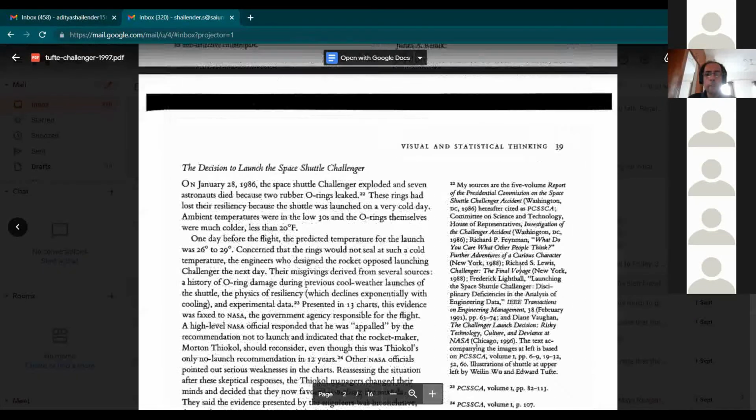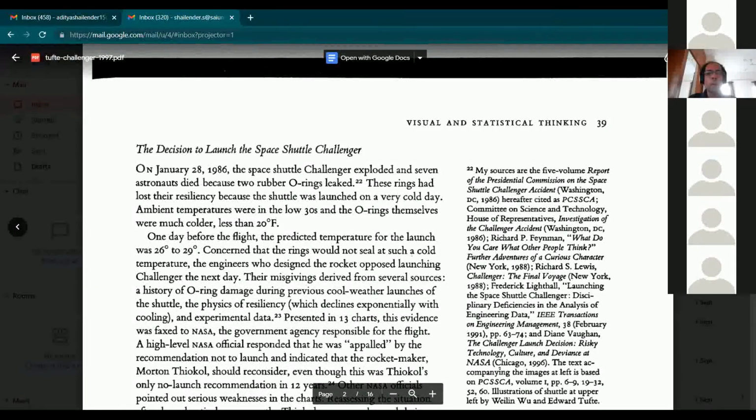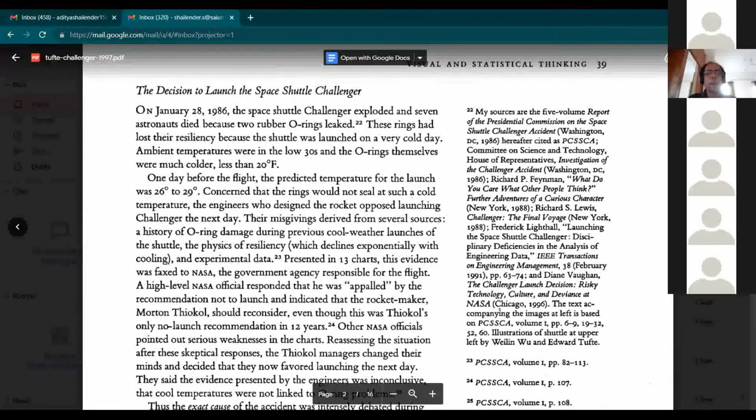Yes, sir. Okay, I just want to talk about, okay, so let's read this before we get into the specifics of data visualization, right? So again, this is the context, right? This is January 1986. Obviously parts of the United States get pretty cold at that point. The second paragraph starts: 1 day before the flight, the predicted temperature for the launch was 26 to 29 degrees.